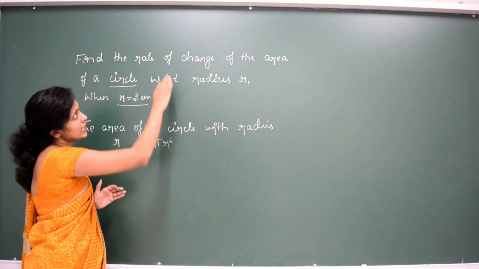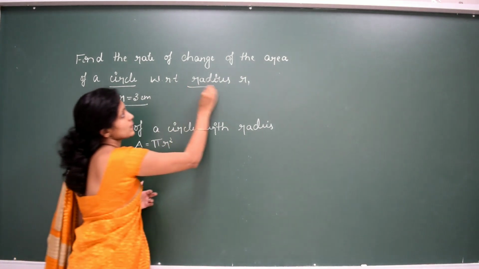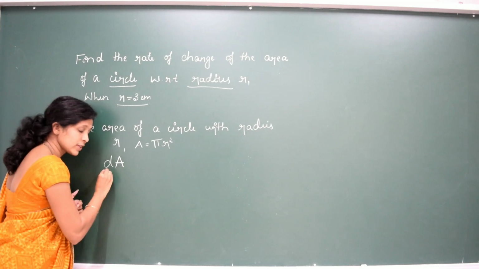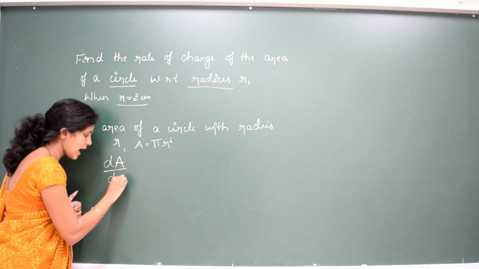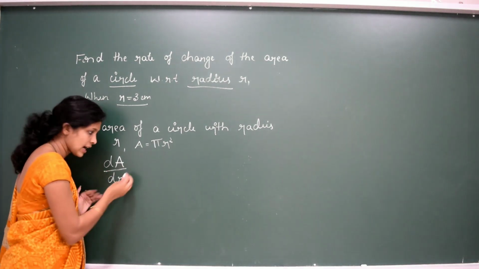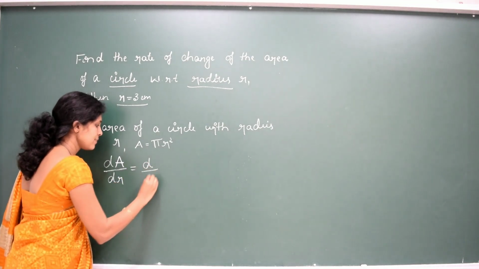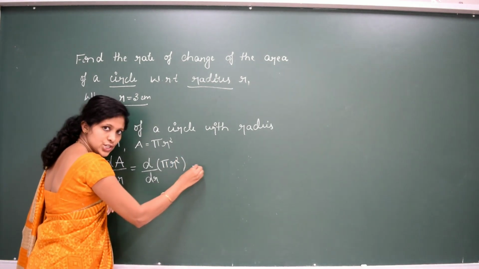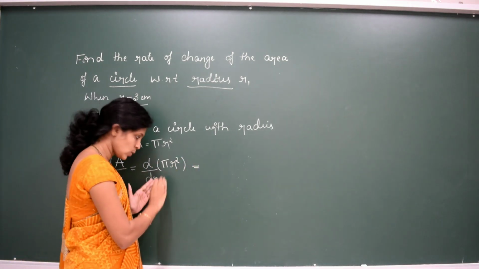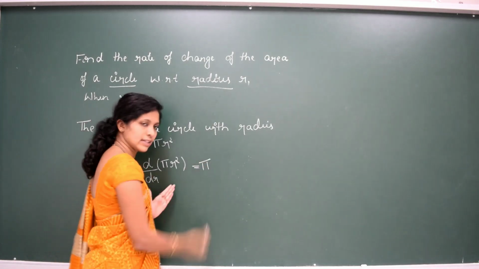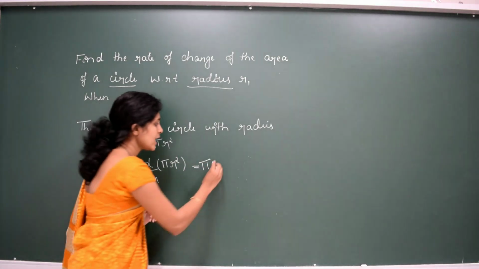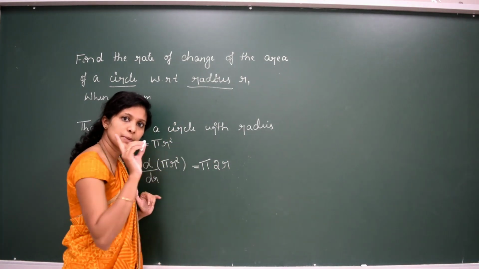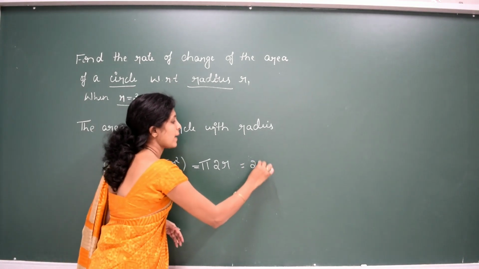Now what do you have to find? The rate of change of the area of a circle with respect to the radius. So we need to find dA by dr. This is equal to d by dr of pi r square. Now we'll differentiate this function with respect to r. Pi is constant as it is. The derivative of r square will be 2 into r, and the derivative of r with respect to r will be 1. So this is equal to 2 pi r.